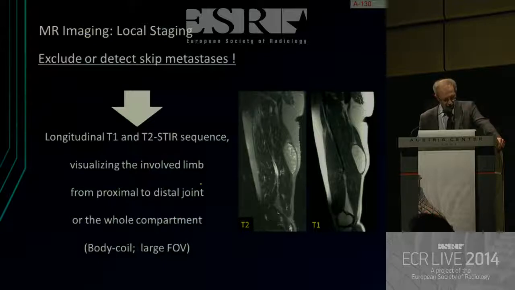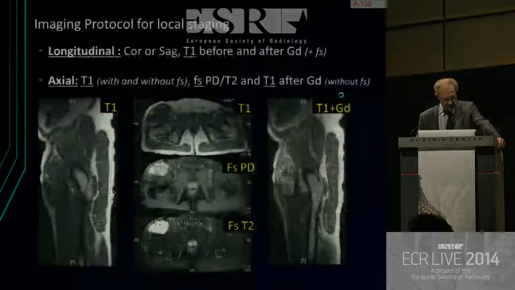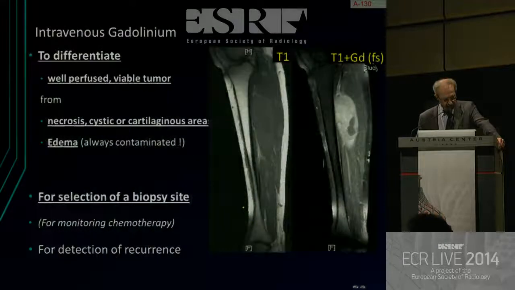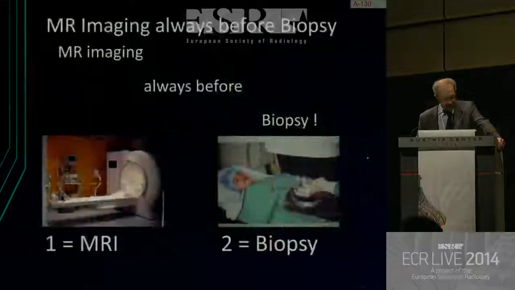Always look for the whole limb. Do a longitudinal sequence from one joint to the other joint to find skip metastasis. And usually you do longitudinal sequences, T1 before and after gadolinium, and axial slices, T1 proton density and after gadolinium. You should use gadolinium to differentiate necrotic areas from viable areas, to direct the biopsy towards the most active part of the tumor. Again, first MRI and then the biopsy.